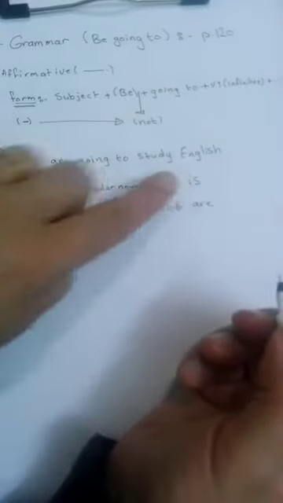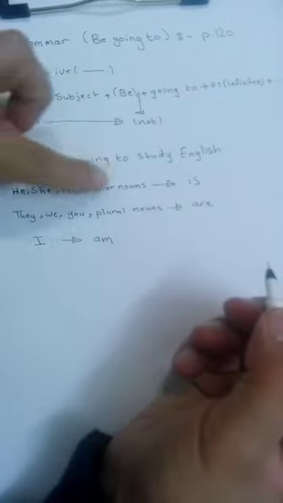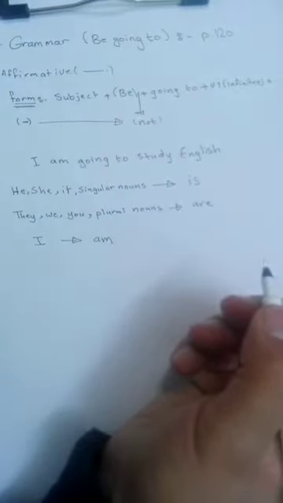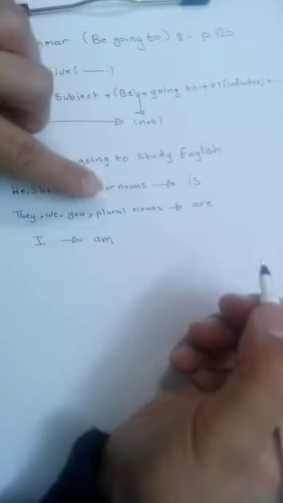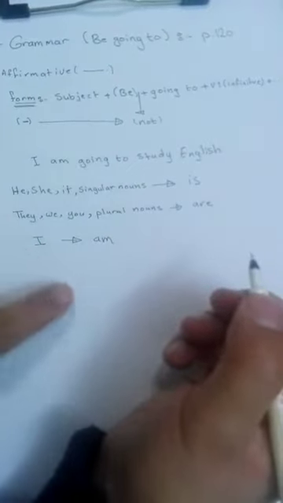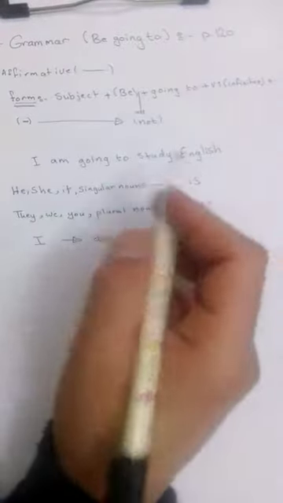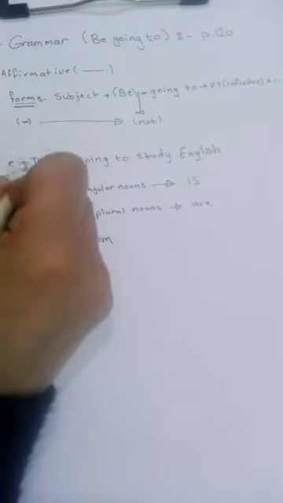So he is, she is, it is, singular nouns like, for example, Ahmed. Ahmed is going to. They are, we are, you are, and plural nouns like people. People are going to. And with I we use am. I am going to study, like this example.